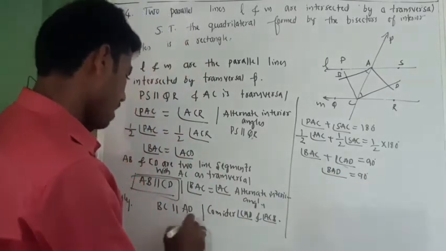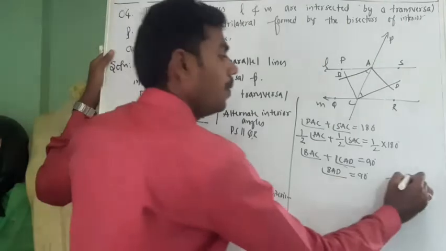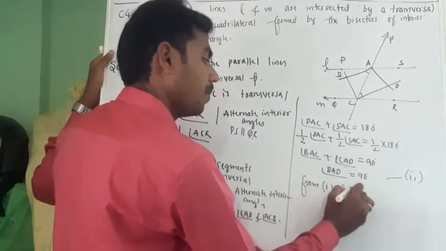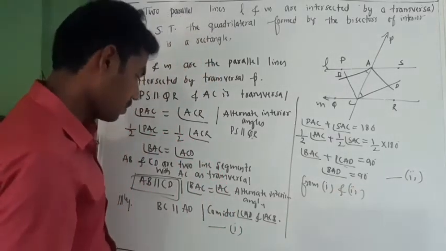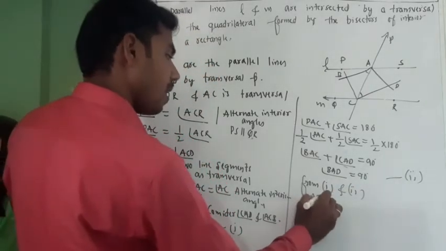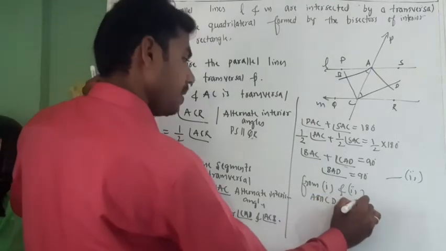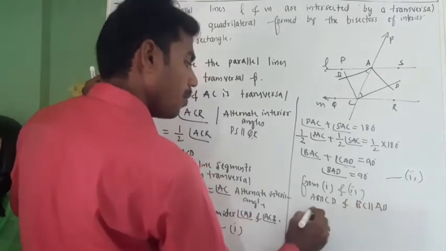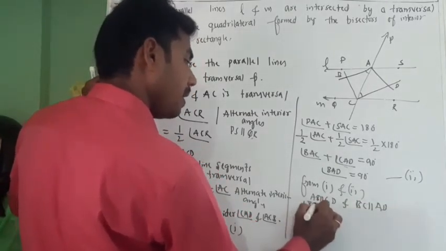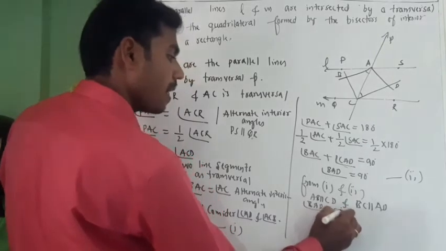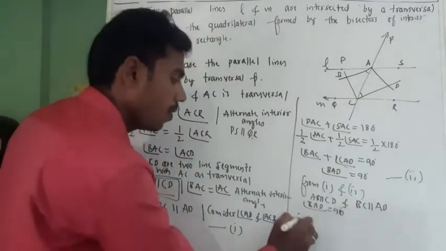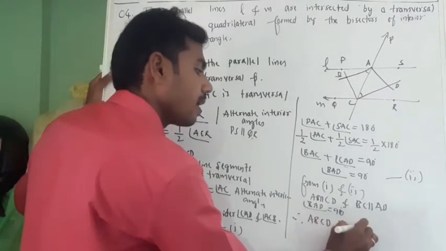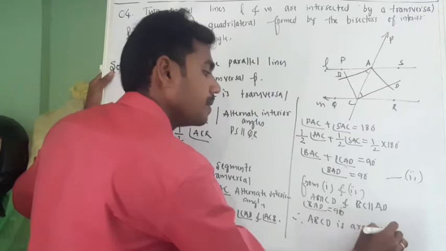So I'll call this equation 1 and 2. From 1 and 2, AB is parallel to CD and BC is parallel to AD, and one of the angles, BAD, is equal to 90 degrees. We showed one of the angles is equal to 90 degrees. Therefore ABCD is a rectangle.